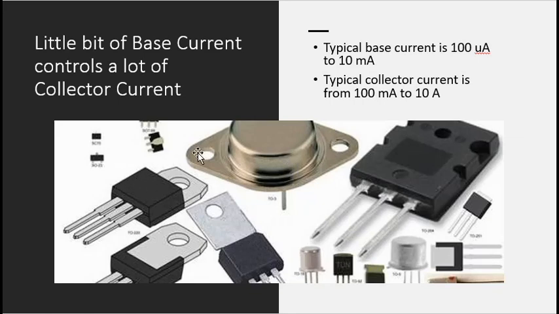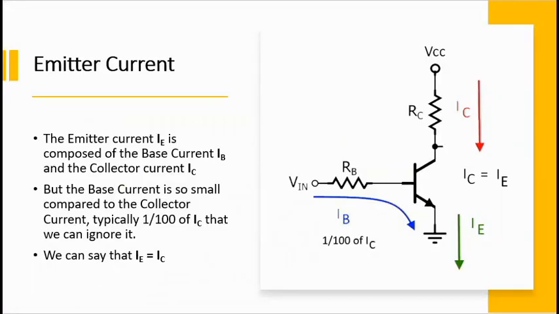Here, I kind of like this one also because of its relative size. So we have a small 2N3904, a big TO3. We have some surface mount transistors, which are super small. Emitter current. The emitter current down here, IE, is a combination of both the base current and the collector current. Now what happens is the base current is so small, it's typically 1/100th the value of the collector current, that we can actually say that the collector current is roughly equal to the emitter current.